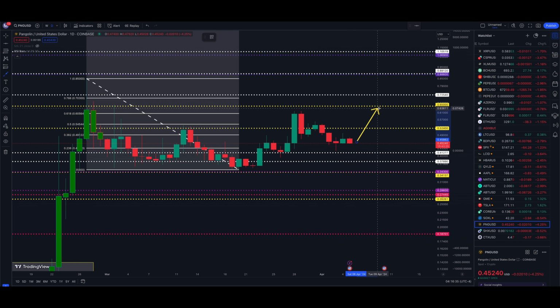So that would be very good for this chart, for this trend here, and Pangolin, of course. So anyways, that's kind of what's going on and what I see here on the PNG chart. No crazy price predictions to the downside, no crazy price predictions to the upside, just kind of what's going on, what to watch for, price levels right around the market.